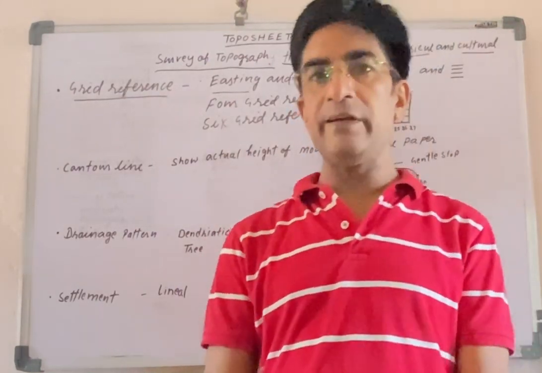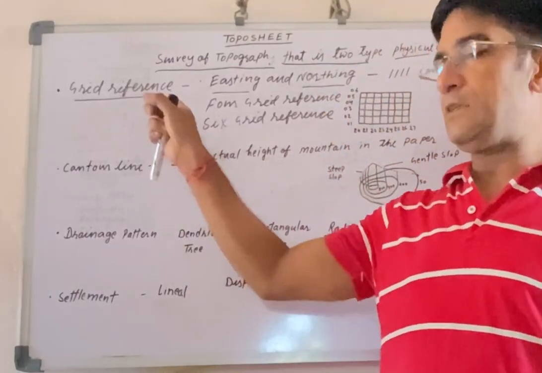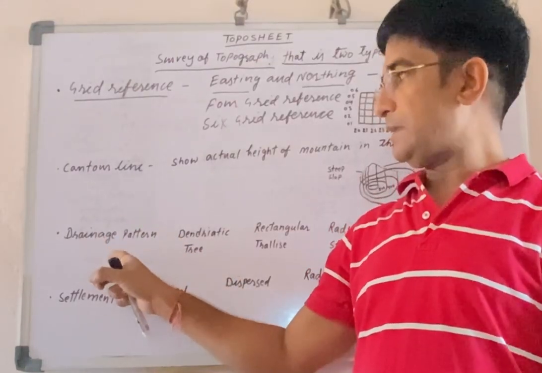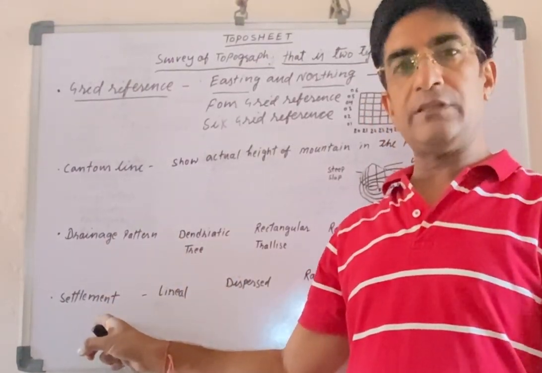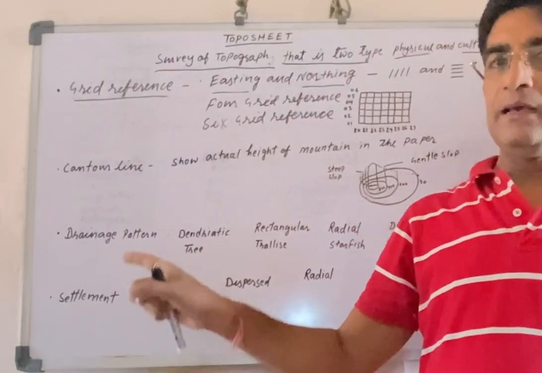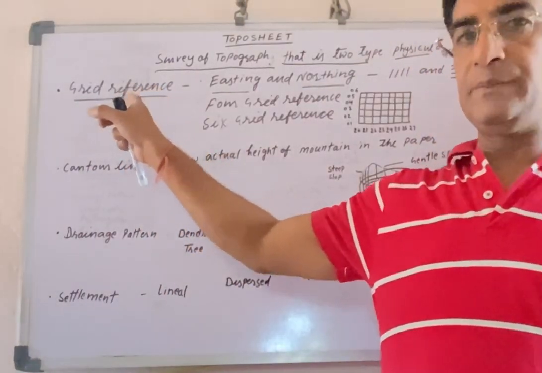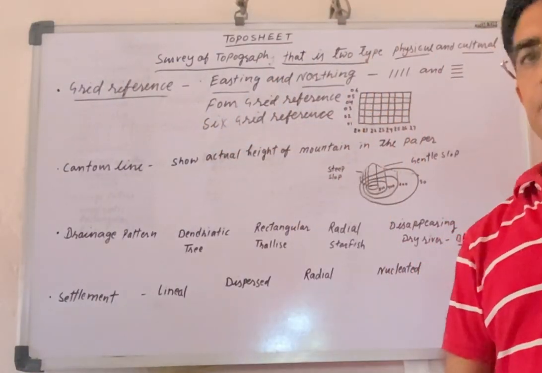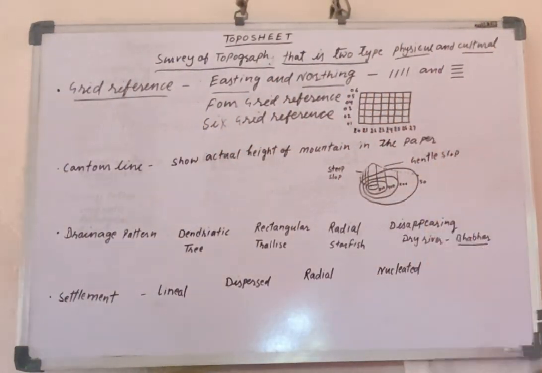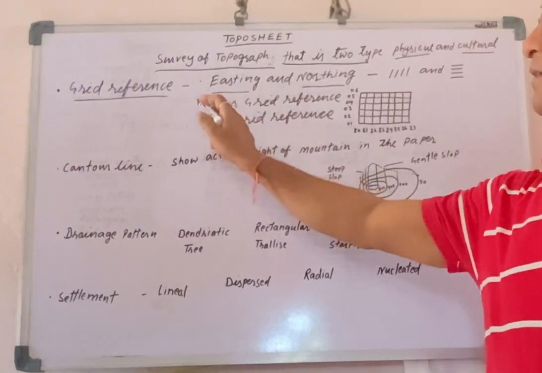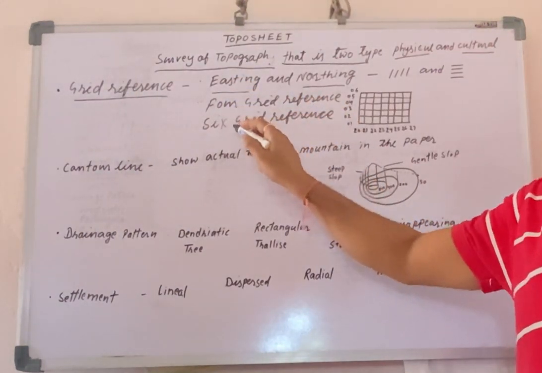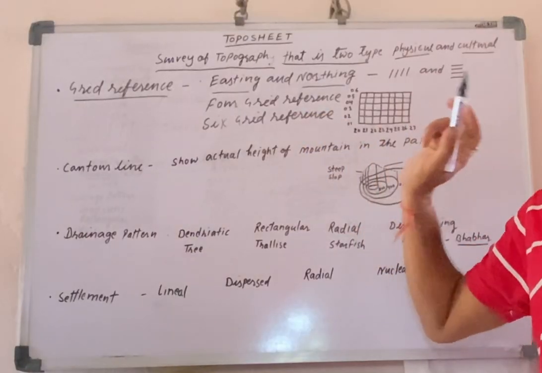So we have four contents in the topo sheet: one is grid reference, second is contour line, third is drainage pattern, and fourth is settlement. Grid reference is especially studied in the topo sheet for the location of a place, where we use two types: one is 4 grid reference and second is 6 grid reference.